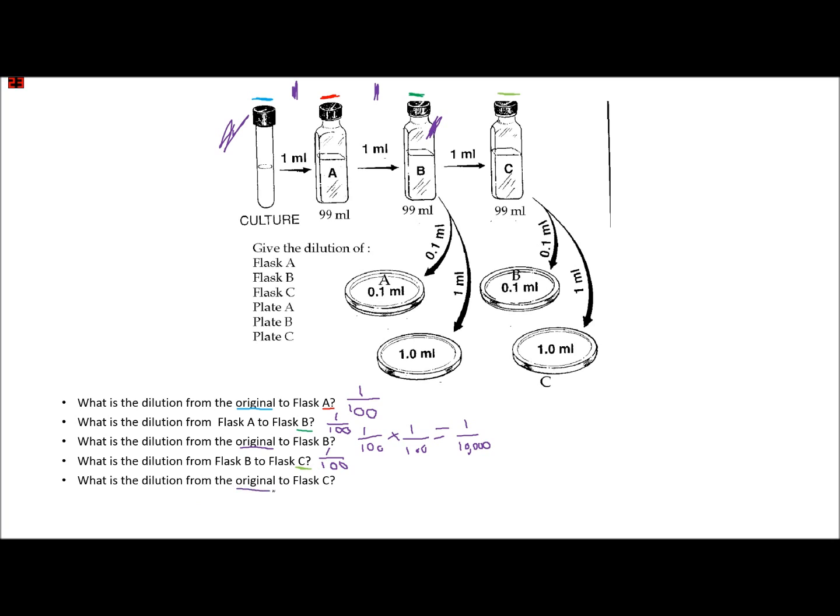Now this is another question that's talking about the original. This wants the total dilution. Like when we went through the steps, this wants the total ending dilution. So that means we've got to multiply everything together. So it's going to be this one here, and this one here, those being the dilution factors. So it's going to be 1 over 100 times 1 over 100 times 1 over 100, which is going to be 6 zeros.